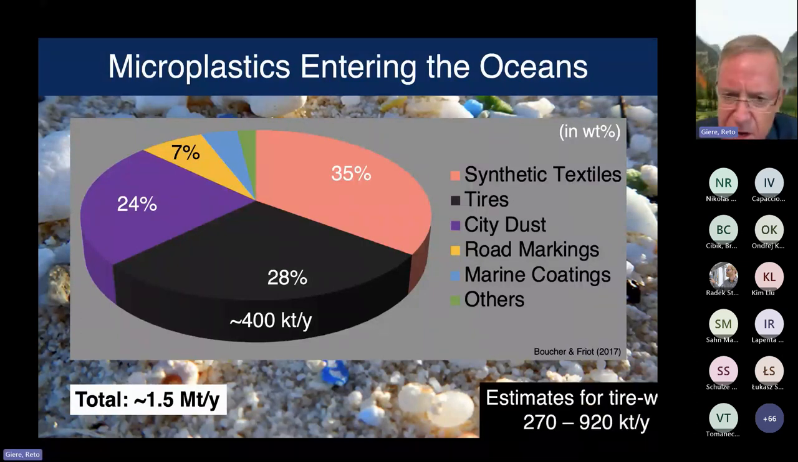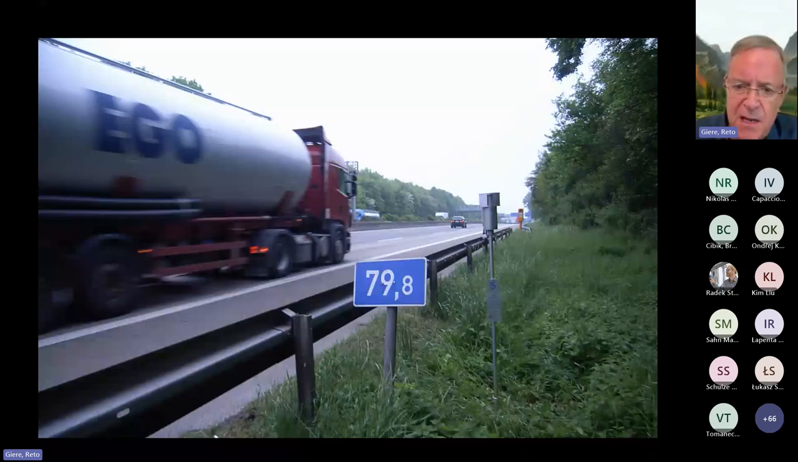The estimates, however, vary quite a bit. You see here, the estimates range from 270 to 920 kilotons per year. This is a significant amount, and therefore it is a problem that we have to address. So let me show you a little bit what we can do to learn more about these tire particles.